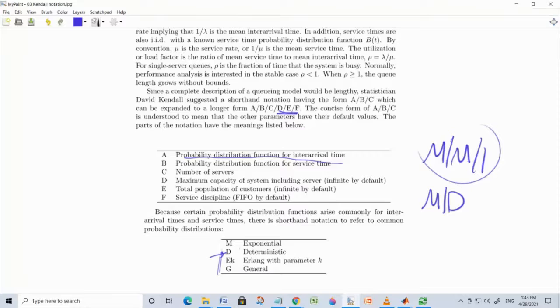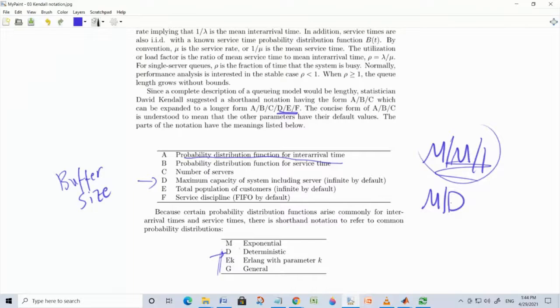You can have just those three letters, or you can have more. The fourth is the maximum capacity of the system, which is the size of your buffer. If it's omitted, so if you write just the three letters, it is assumed that the buffer size is infinite, so you are talking about an infinite queue. If you don't write it, the default is infinite.